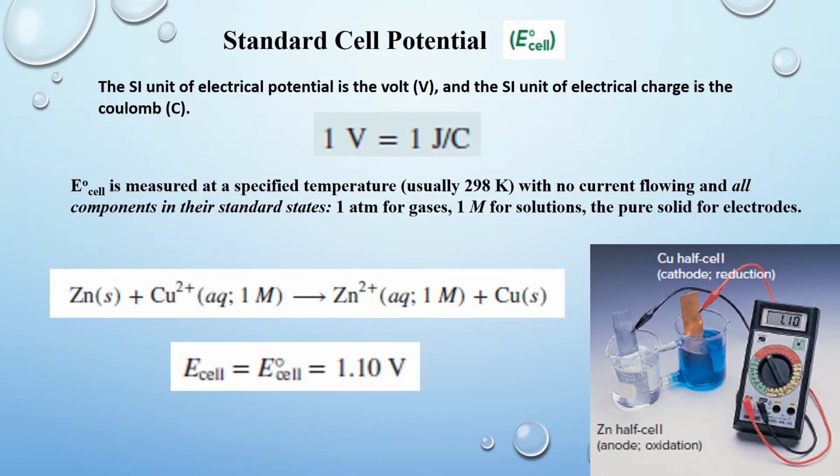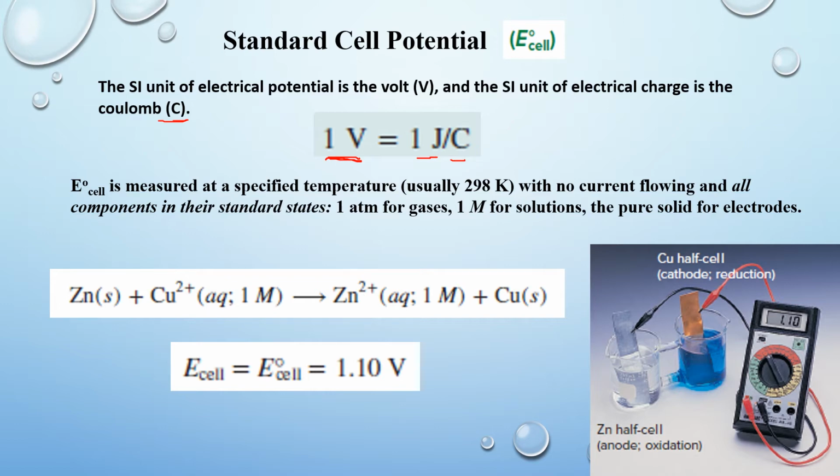The SI unit for electrical potential is the volt, with the capitalized letter V, and the SI unit for electrical charge is the coulomb, with the capitalized letter C. By definition, if two electrodes differ by 1 volt of electrical potential, 1 joule of energy is released, or you can say 1 joule of work can be done, for each coulomb of charge that moves between the two electrodes.